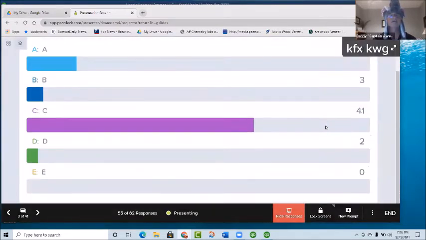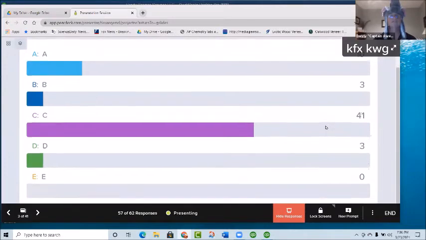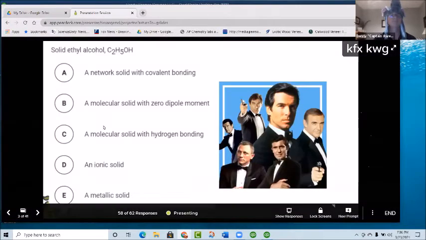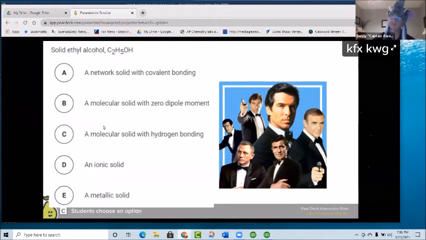Mainly C, no E's, mainly C's, okay? So let's see if you guys are right. A molecular solid with hydrogen bonding. Well, it's kind of hard to know if it's hydrogen bonding or not because you haven't drawn out the Lewis structure. But my guess is, yes, it has some hydrogen bonding.